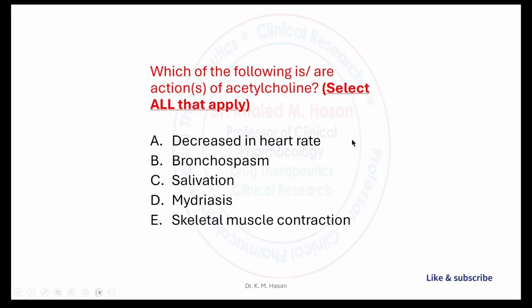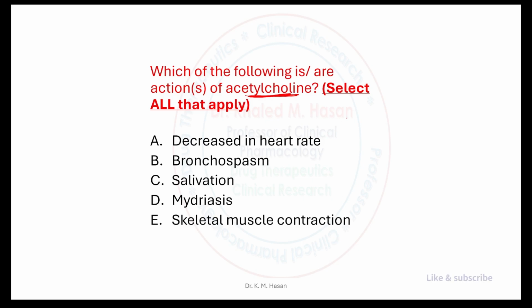So the question now: which of the following is or are actions of acetylcholine? Select all that apply. So we ask about the action of acetylcholine. What is the action of acetylcholine on our body? Decrease heart rate, yes or no? Then we have bronchospasm, salivation, mydriasis, skeletal muscle contraction.